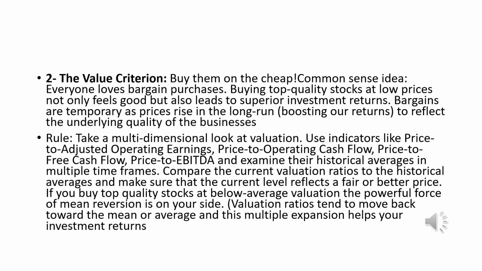The basic rule of this step is take a multi-dimensional look at valuation. Use indicators like price to adjusted operating earnings, price to operating cash flow, price to free cash flow, price to EBITDA, and examine their historical average in multiple time frames. Compare the current valuation ratios to the historical averages and make sure that the current level reflects a fair or better price. If you buy a top quality stock at below average valuation, the power of reversion to the mean is on your side.